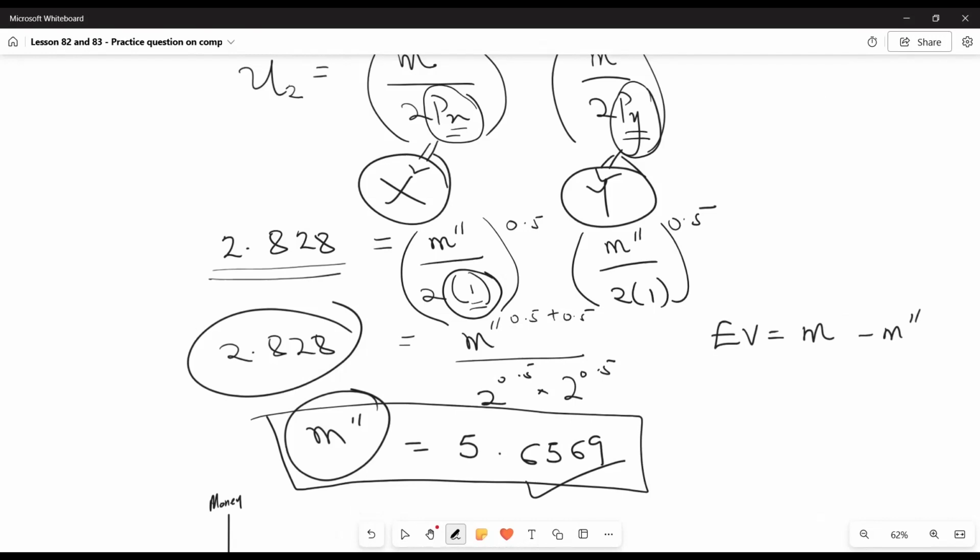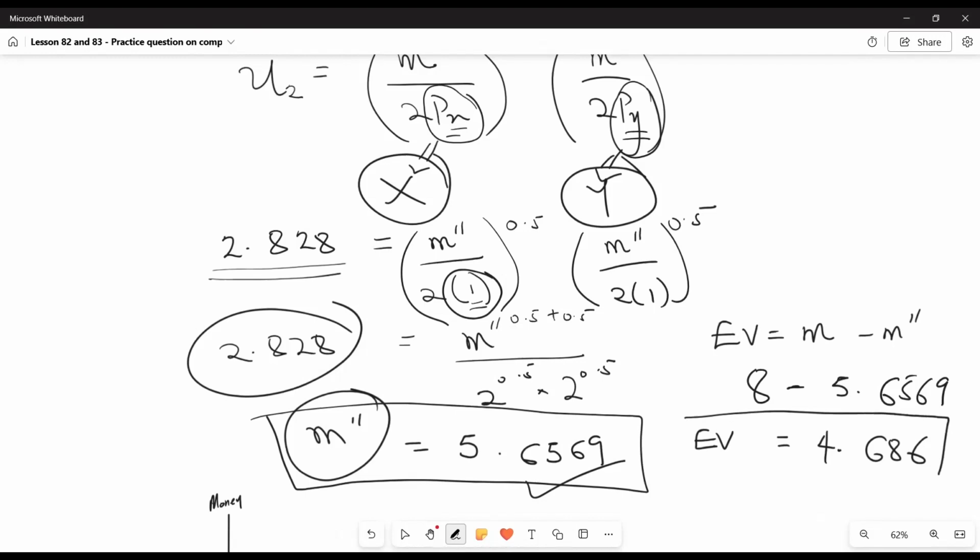Now M, which is the old income, is 8, and M double prime, which is the new income, is 5.6569. Equivalent variation in this case is 4.686. This is the amount of money that Peter is willing to sacrifice to keep relative prices constant.